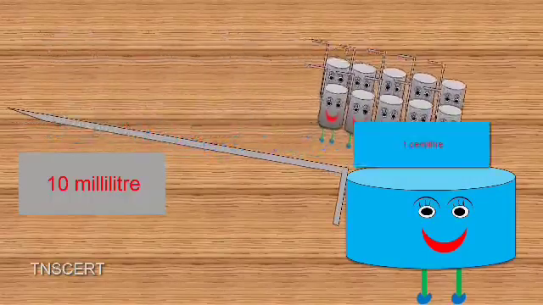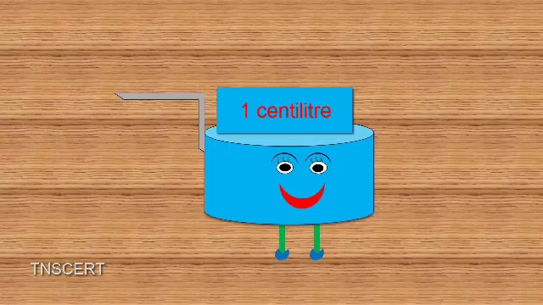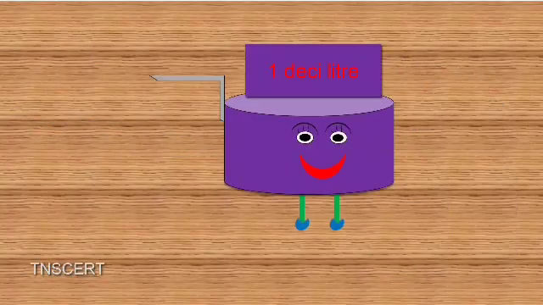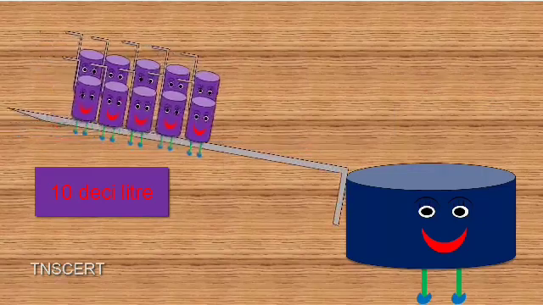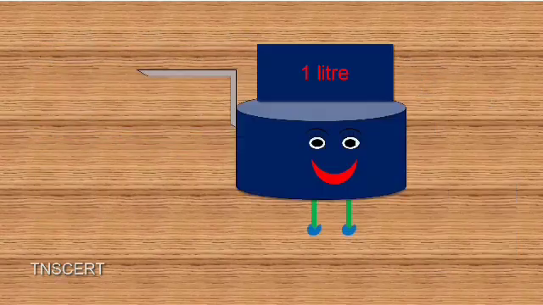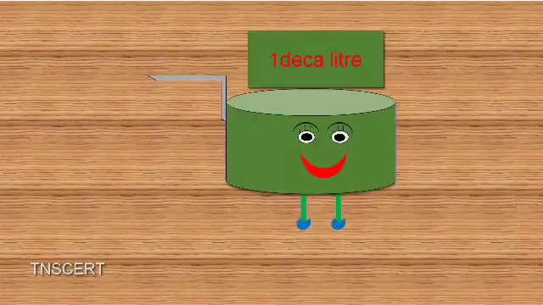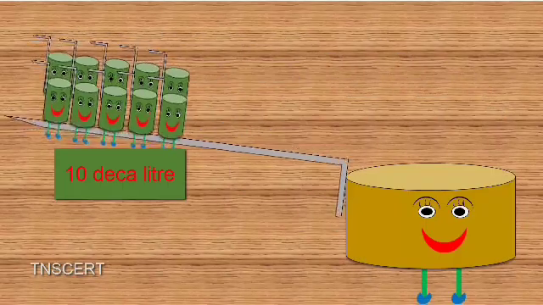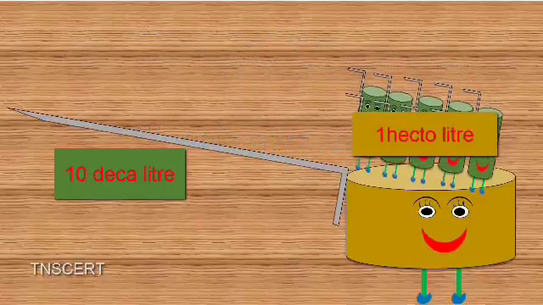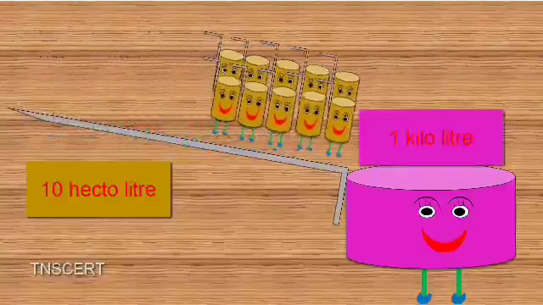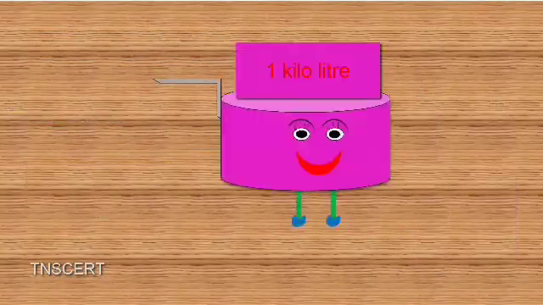Ten milliliters is 1 centiliter, 10 centiliters is 1 deciliter, 10 deciliters is 1 liter, 10 liters is 1 decaliter, 10 decaliters is 1 hectoliter, 10 hectoliters is 1 kiloliter.